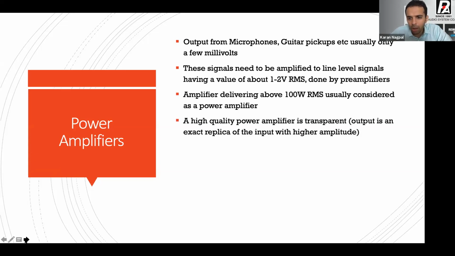A high quality power amplifier is transparent. A good amplifier is transparent. Your output is an exact replica of the input, and it's just giving you higher amplitude, more power. That's the only change that should be introduced by a good power amplifier.